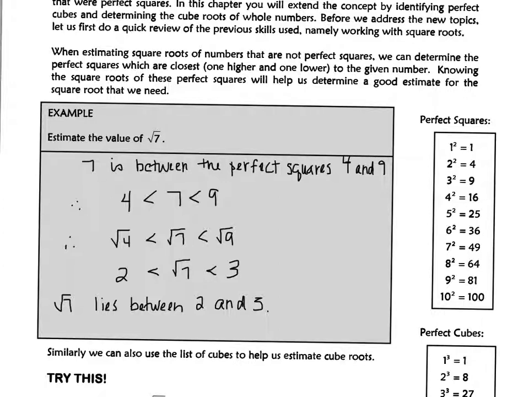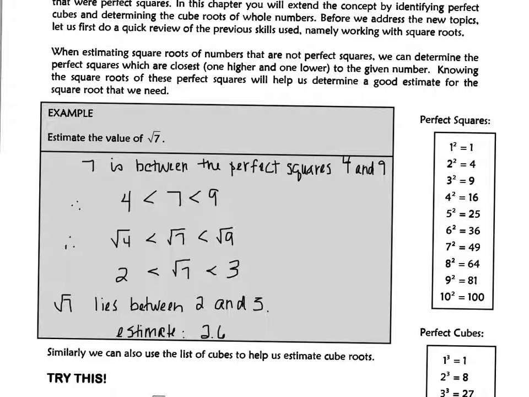And because 7 is probably considered a tiny bit closer to 9 than it is to 4, halfway between 2 and 3 would be 2.5, but because, as I said, 7 is a little bit closer to 9, we'd probably go a little bit more than 2.5, and we can do an estimate would be approximately 2.6 maybe.